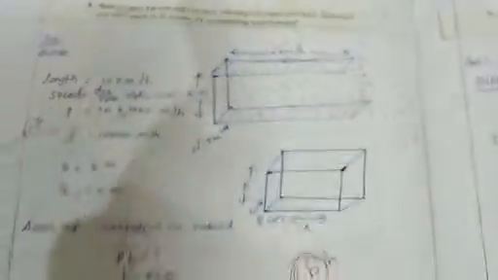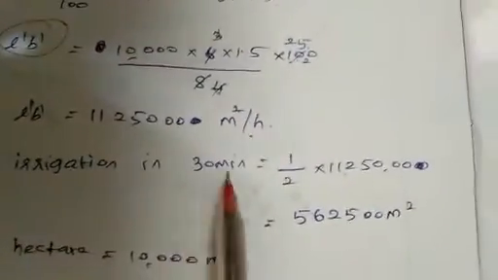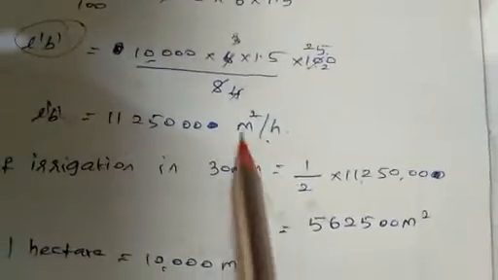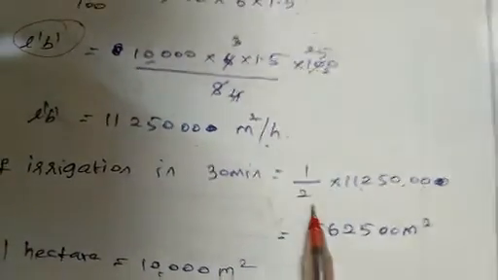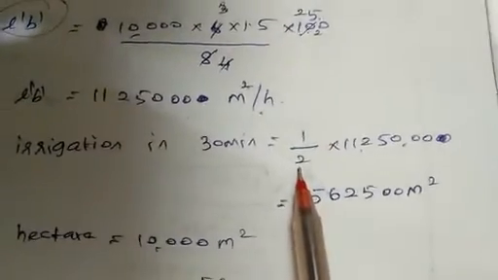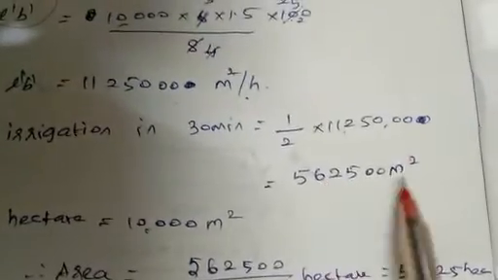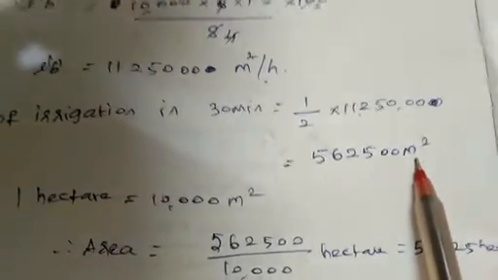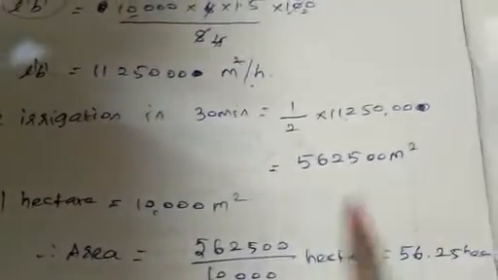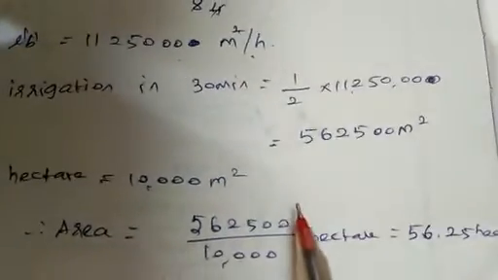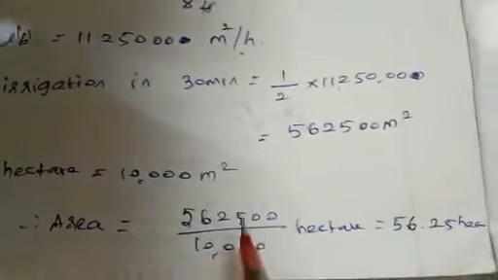Now the question is the area of irrigation in 30 minutes. So the area of irrigation in 30 minutes equals meter square per hour. Half an hour means we need to multiply by half, so half into this one. This is in meter square. Now we need to give a bigger number, so we are going to convert it into a smaller number by using the hectare form.